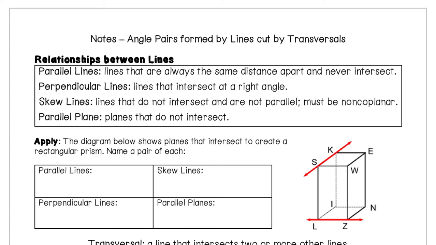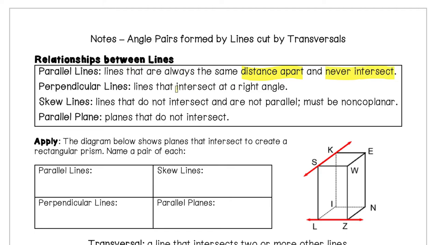In this video, we'll be reviewing angle pairs that are formed by lines cut by transversals. So we first need to remind ourselves what some of the relationships between lines and planes can be. Parallel lines are lines that are always the same distance apart and they never intersect. Remember, we just studied that their slopes are always equal.